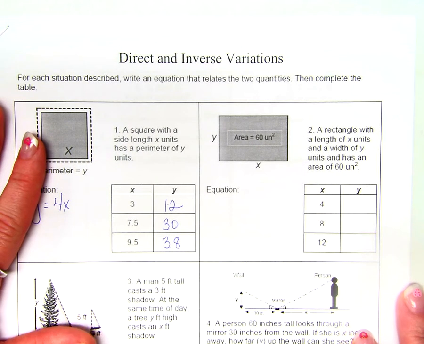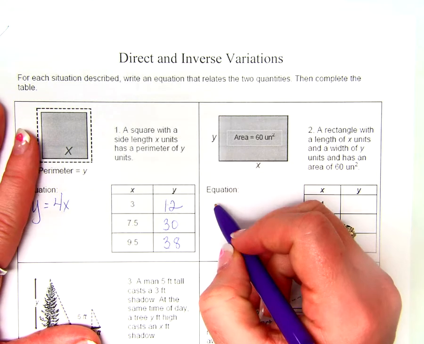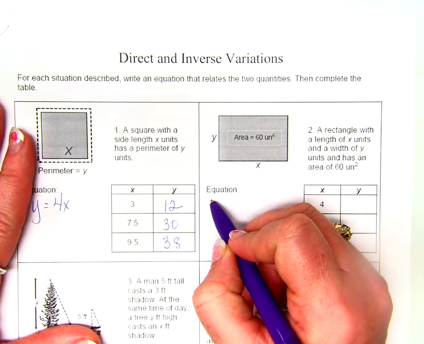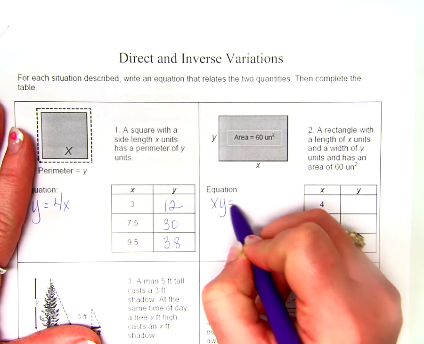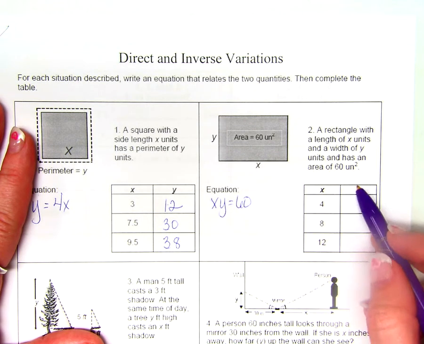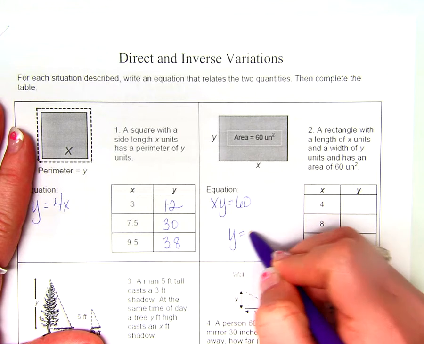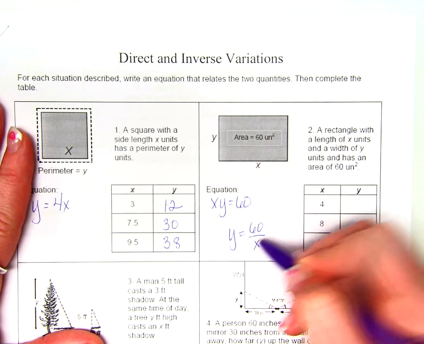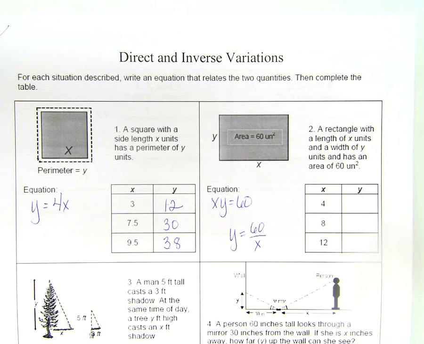What kind of equation can we use to find x and y? Yeah, how do you find area? Well, at the very basis, we have x times y equals 60, right? But if we're trying to solve for y, wouldn't that be y equals 60 divided by x? Like you said, right?